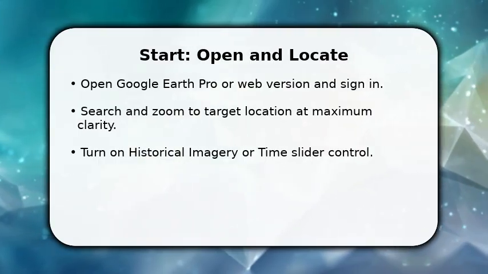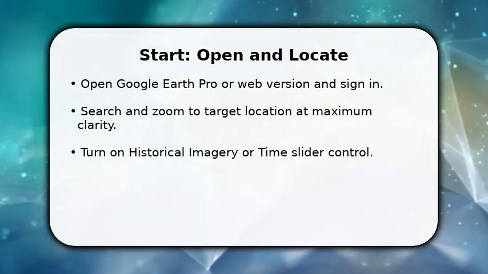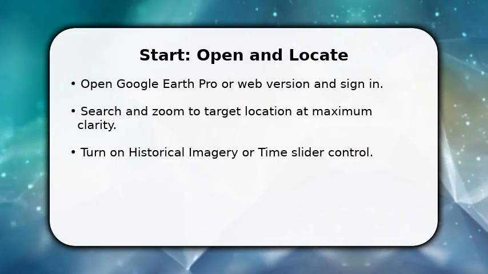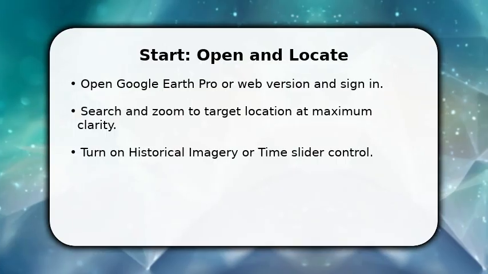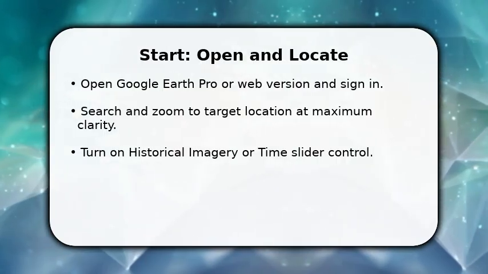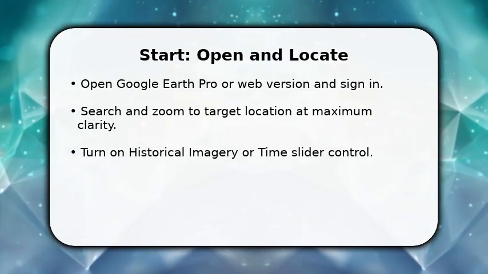Then enable the historical imagery or time slider control so you can access dated layers. Make sure the layer panel shows imagery dates. If not, switch to high detail imagery and permit loading of older tiles. These are the first concrete actions to reveal archived photos for retrieval.